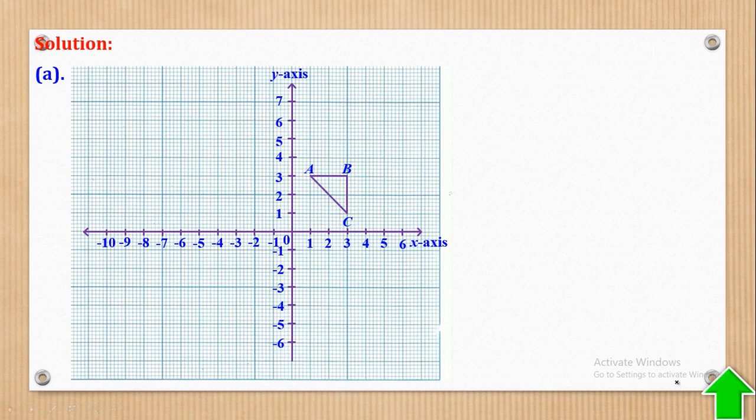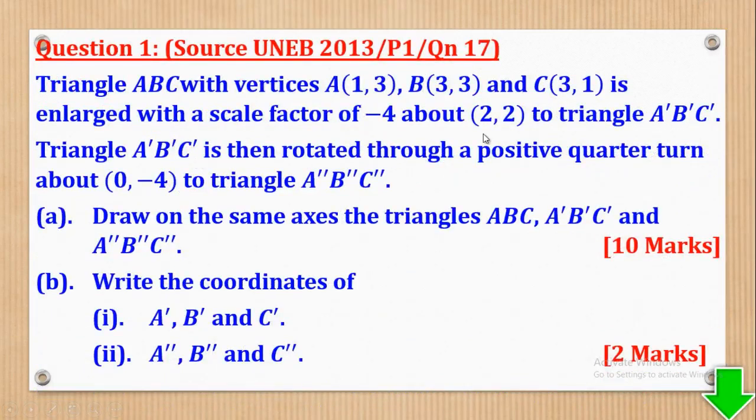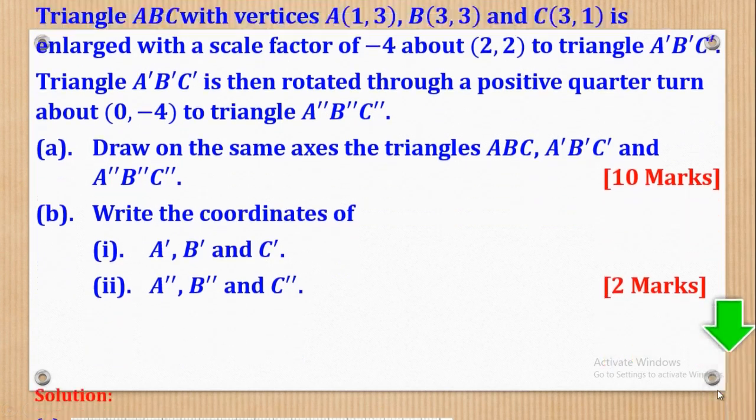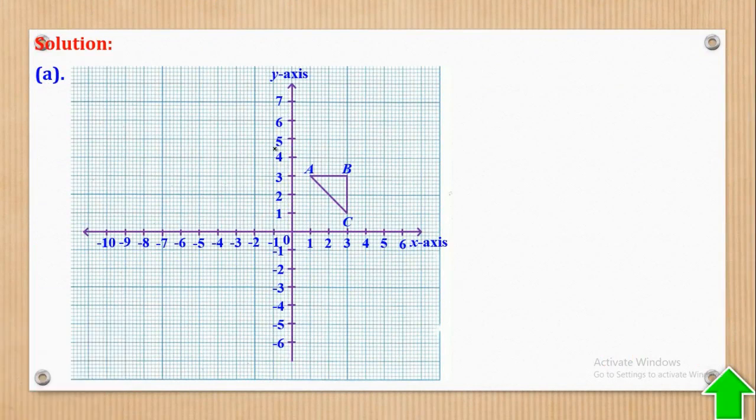Okay. Then what about A prime, B prime, C prime? For that one, they said it is enlarged with a negative scale factor. Negative means the center is in between the object and the image, about this center. So we shall first locate the center, 2. So center 2 is there. Now what we need to do is join point A to this point O and extend it further.